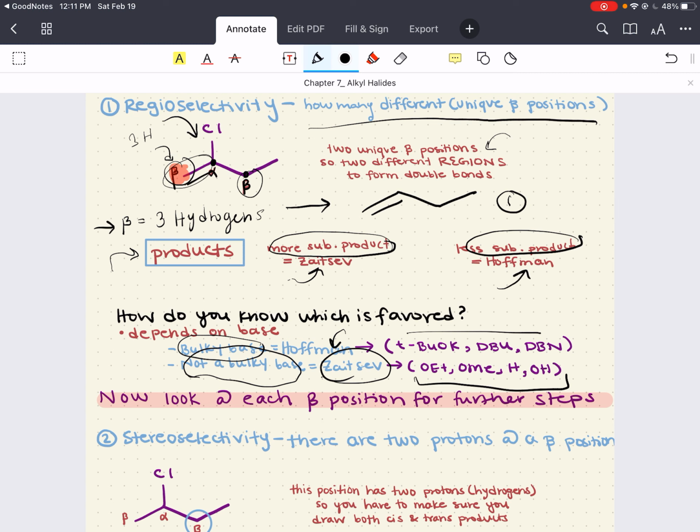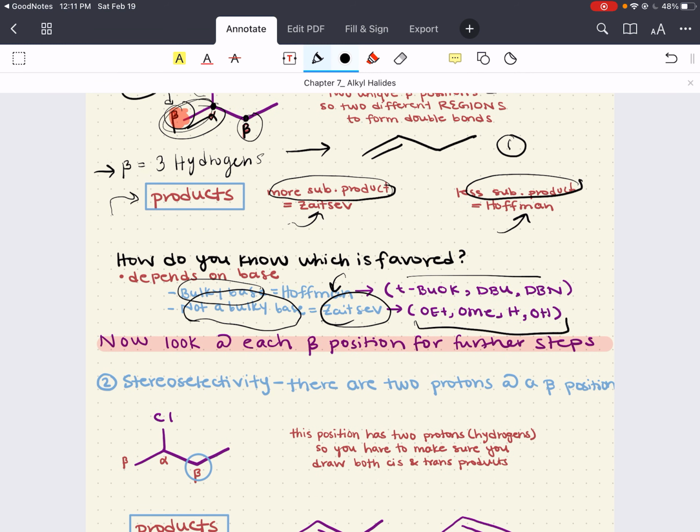Now we covered the first step. How many different unique beta positions do we have? Here we have 2. Do any of them have 3 hydrogens? Yes, one of them does. So for the 3 hydrogen beta position, just go and do your E2 reaction normally. That means you form a double bond between your alpha and beta, and of course, your leaving group leaves. Now we are going to look at each beta position separately for further steps. Like we said, if your beta position is a methyl group, it has 3 hydrogens, there are no extensive or complicated rules. Just deprotonate and go about.